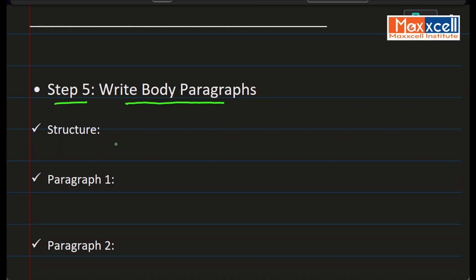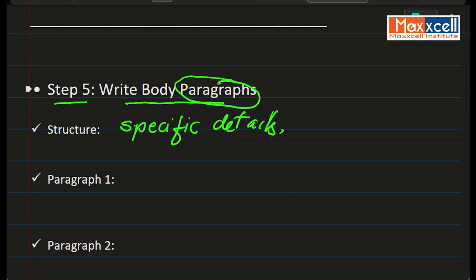Each paragraph should describe specific details. So whatever paragraphs are there, they have to have the specific details, and at the same time they should be giving comparisons as well. Okay, so this is something which you need to understand.